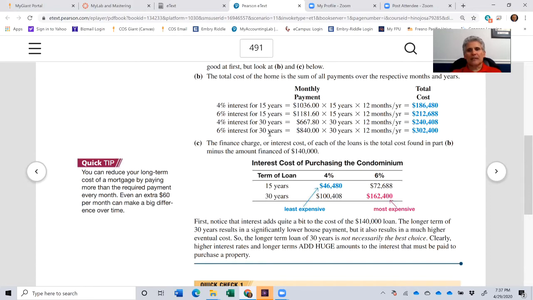We go to the last one, 6% at 30 years. If we take the 302,400 and subtract from that 140,000, we're going to end up paying 162,400 in just pure interest. All right, so you can see the difference. That's going to be a little less than $120,000 that we're paying extra for two reasons: higher rate and longer term.